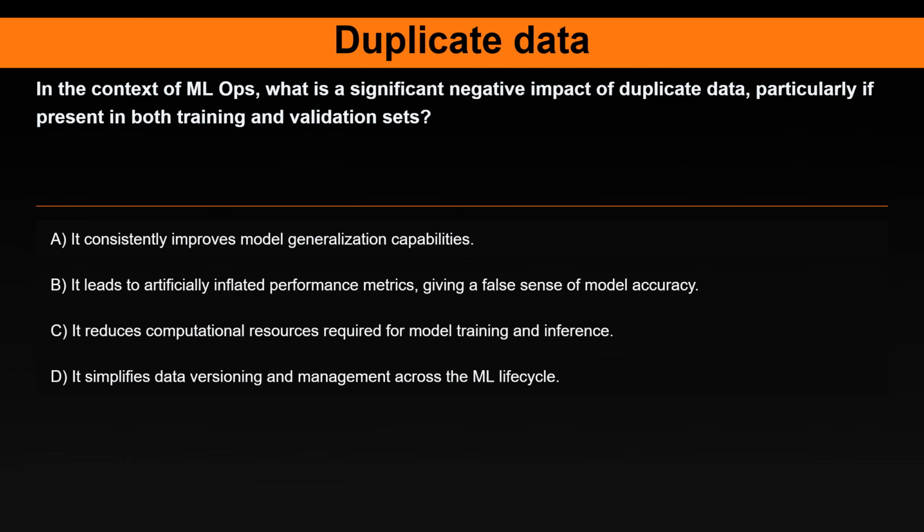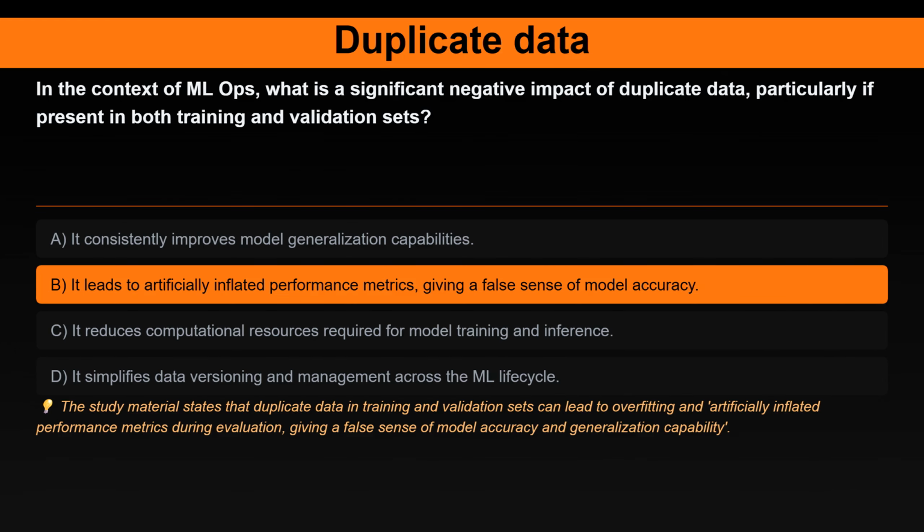Question 13. In the context of MLOps, what is a significant negative impact of duplicate data, particularly if present in both training and validation sets? Option A. It consistently improves model generalization capabilities. Option B. It leads to artificially inflated performance metrics, giving a false sense of model accuracy. Option C. It reduces computational resources required for model training and inference. Option D. It simplifies data versioning and management across the ML lifecycle.